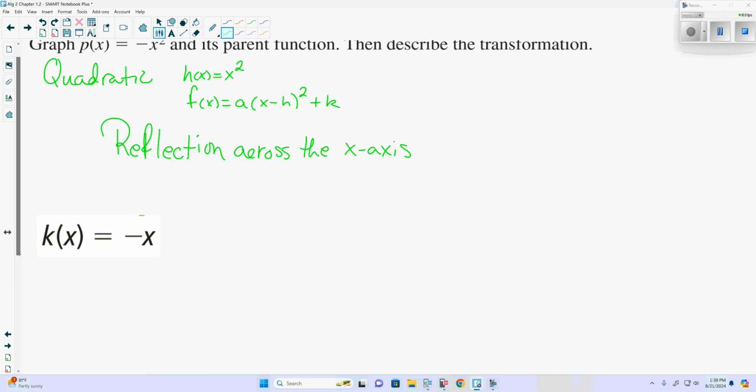What is the parent function for the next one? Linear. You don't necessarily, especially on the homework, have to write out the parent function, because if it asks for it, or I just want you to list the parent function, I'll specify, but it's just linear. Fine.